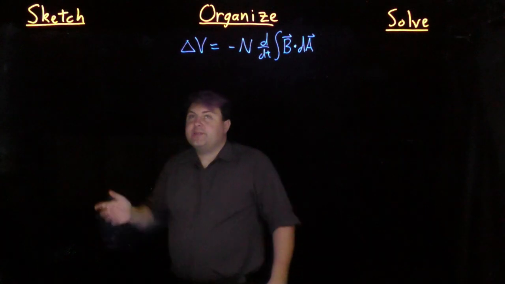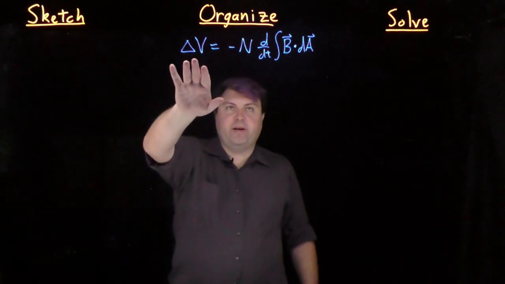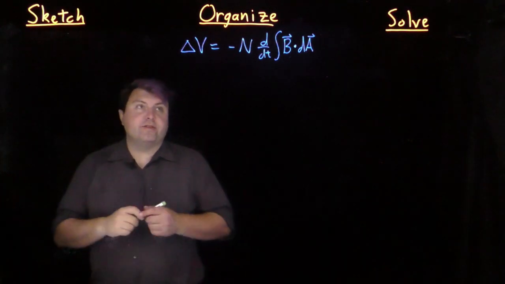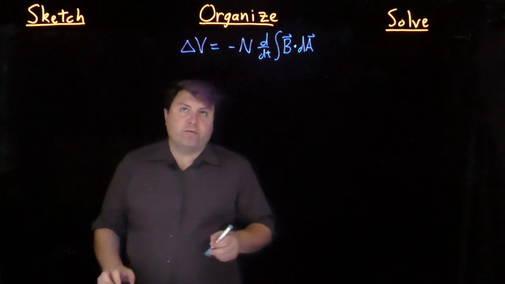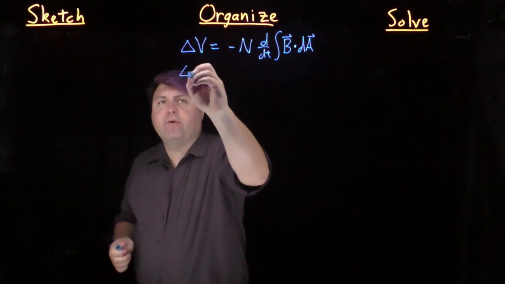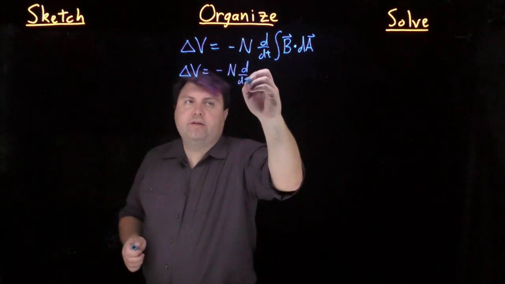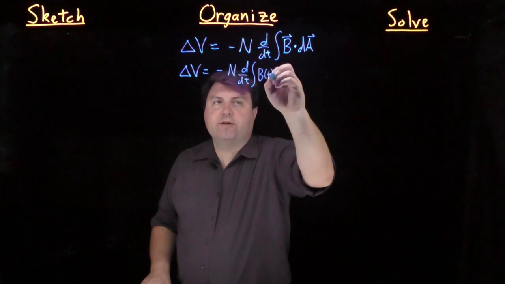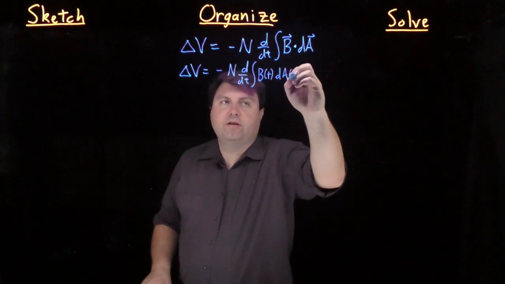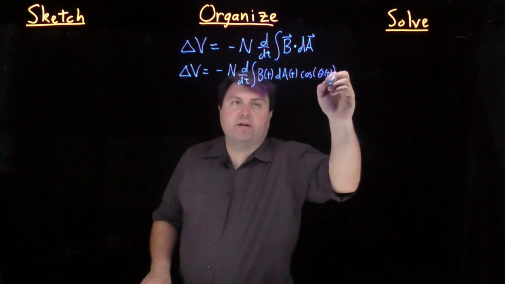Welcome. This is the sketch, organize, solve method for Faraday's law involving conductors and induced fields, in which we have a scalar form of this where we can write it as delta V equals negative n d/dt. And then instead of doing the dot product, we write out all of our terms, B of t, dA of t, cosine theta of t.